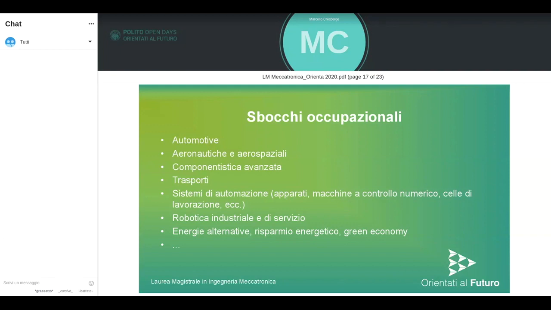So the possibility to do the thesis inside a company is very important, because it links Politecnico with the company, and you are the link. So you access the company still during the master, and this is very important.